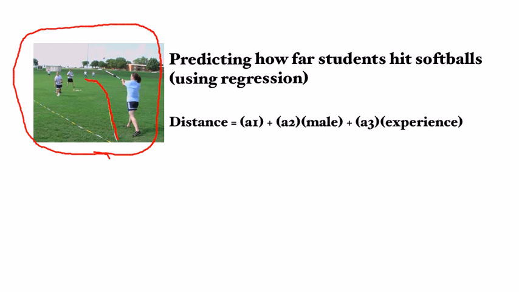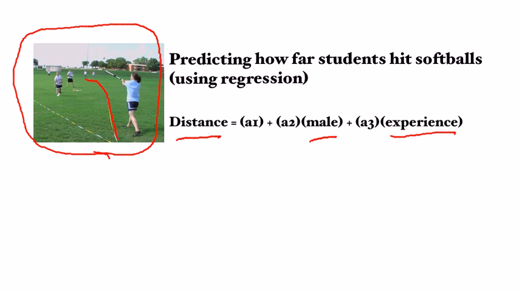Once we have this data on the distance each person hits, we also collect data on whether they're male or female. That male variable just equals 1 if the hitter is a male and 0 if the hitter is a female. And we also collect the number of years a person has played on a softball or baseball team.